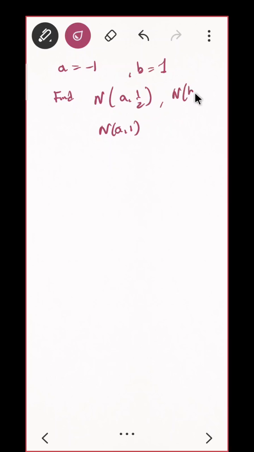Suppose I am saying a is equal to minus 1 and b is equal to 1. Okay, find N of e comma 1 by 2, N of e comma 1. Just quickly finish this. N of b comma half, and try to visualize the thing. N of b comma 1. What will be N of e comma half?